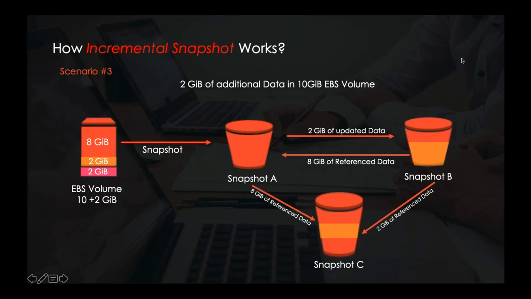So basically, whatever 8 GB of data is present in snapshot A, that 8 GB of data will be moved to snapshot B, and then it will delete snapshot A. So in that case, you will pay for 10 GB of snapshot B and 2 GB of snapshot C. Whatever snapshot you delete, whatever dependencies other future snapshots have, the data will be migrated to that particular point. So in this way, incremental backups help with cost optimization.